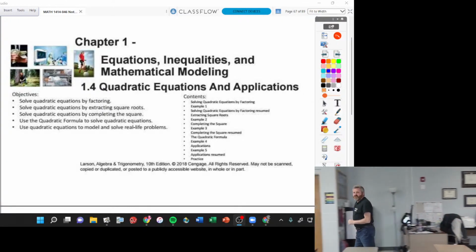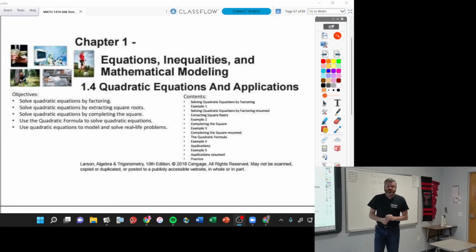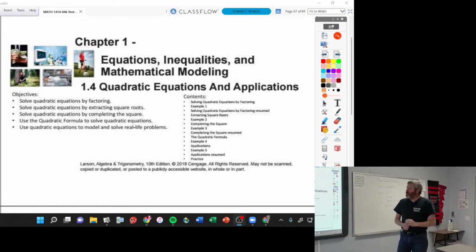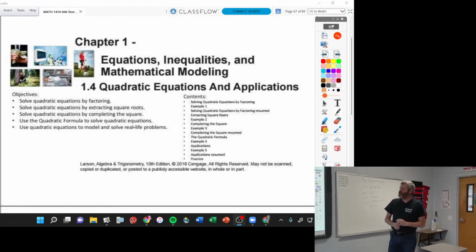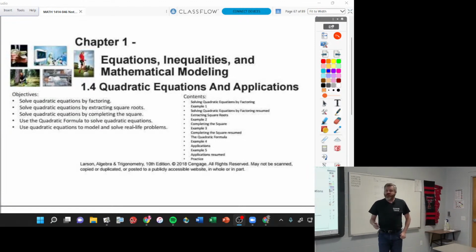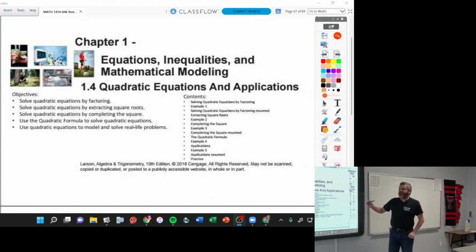All right, so in this section, we're going to be talking about quadratic equations and applications. We will solve quadratic equations by factoring. We will solve quadratic equations by extracting square roots. We will solve quadratic equations by completing the square, using the quadratic formula, and then real-world problems. In other words, word problems.